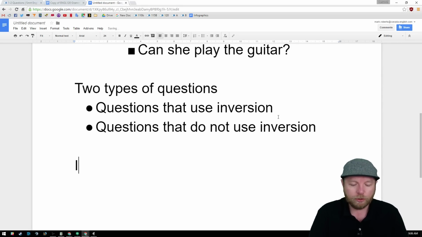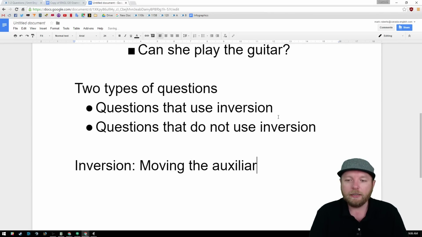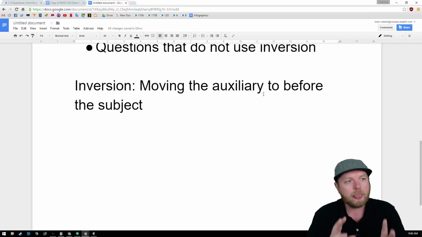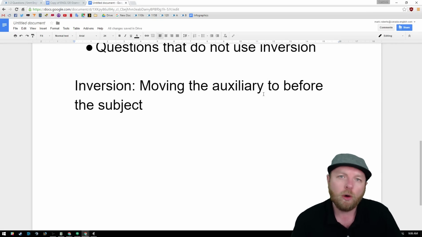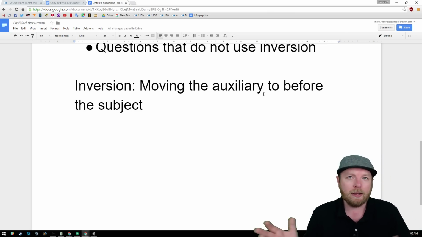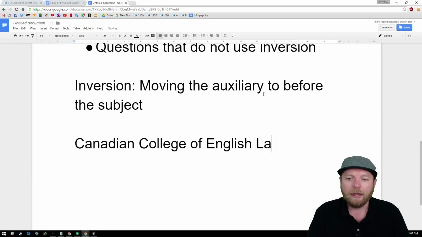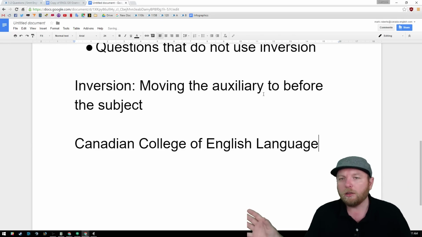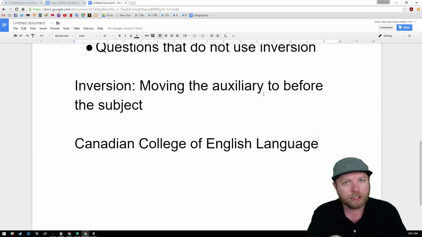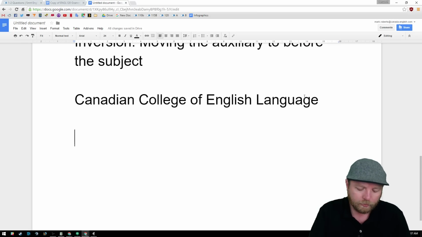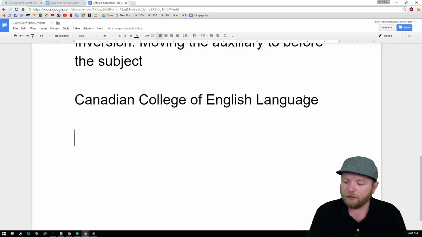Anyways, let's get back to inversion, right? Let's review. Inversion means moving the auxiliary to before the subject. This is a very, very important part of making questions. I teach at the Canadian College of English Language, and we have students from all over the world, and I listen to their questions, and many times they don't use inversion. They don't use inversion. Okay, so well, let's do this.